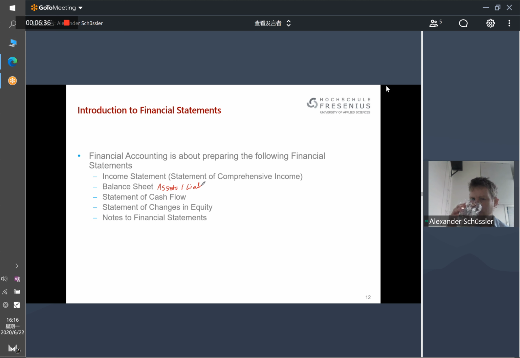Statement of cash flow. This is about cash inflows and cash outflows.